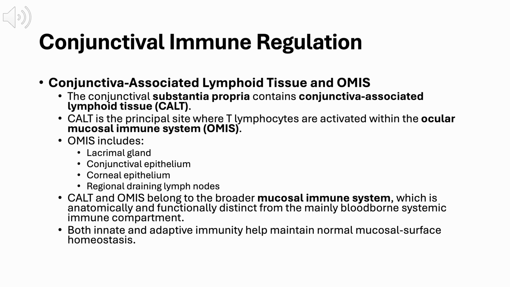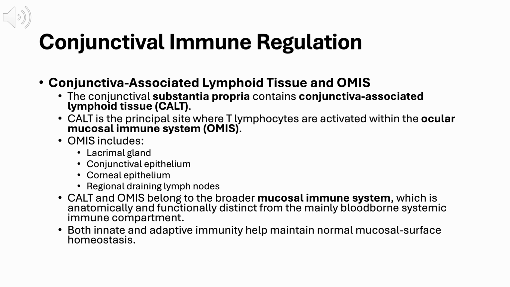To regulate all that activity, the conjunctiva relies on organized lymphoid tissue. Within the substantia propria sits conjunctiva-associated lymphoid tissue, or CALT, the principal site where T lymphocytes are activated within the broader ocular mucosal immune system, abbreviated OMUS. OMUS is a network, not a single structure. It includes the lacrimal gland, the conjunctival epithelium, the corneal epithelium, and the regional draining lymph nodes, all working as an integrated unit to protect the ocular surface.